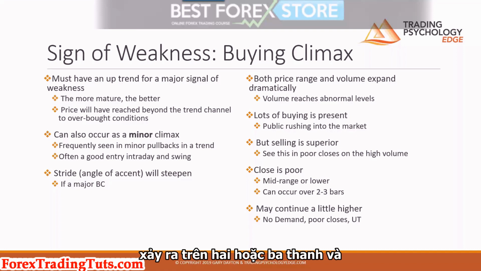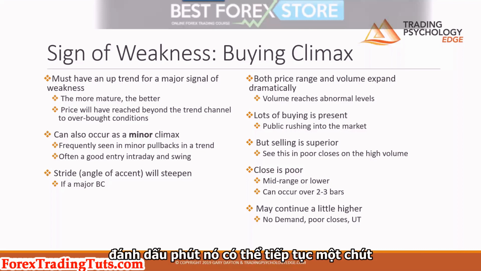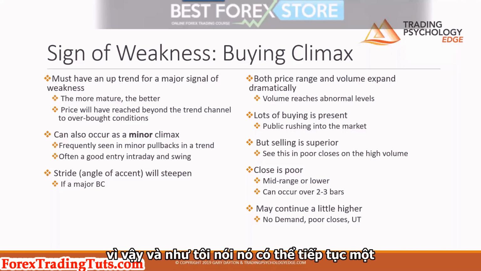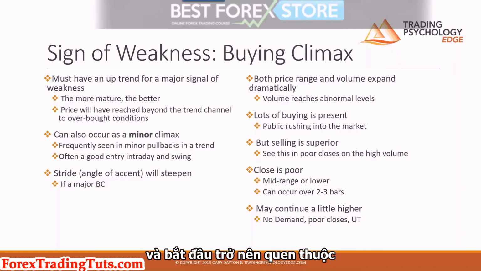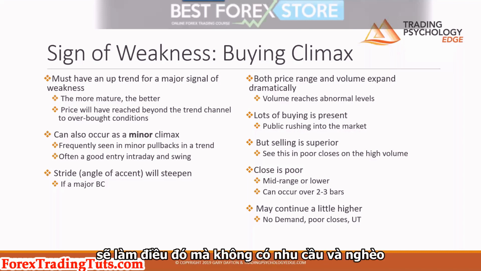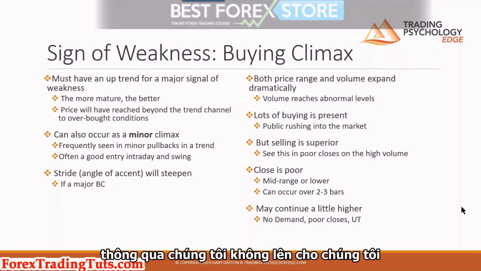So the close is going to be poor, mid-range or lower, and it can certainly occur over 2 or 3 bars. And the volume can occur over 2 or 3 bars. The climax will be reached, but the market can continue. You'll see this in a minute. The market can continue a little bit further in the direction of the trend before stopping. It's going to do that on no demand and poor closes, and should be hidden upthrusts, not upthrusts.